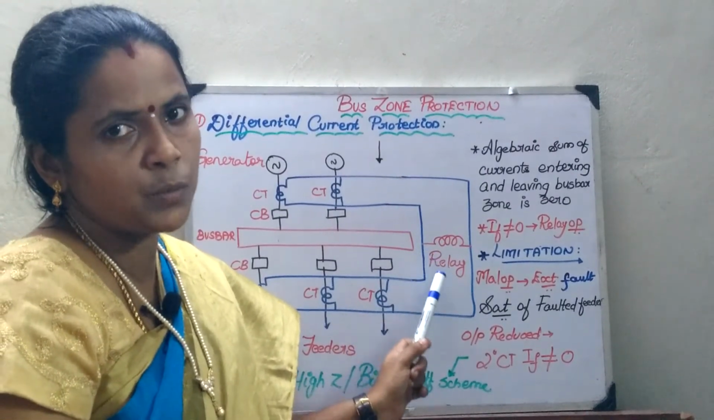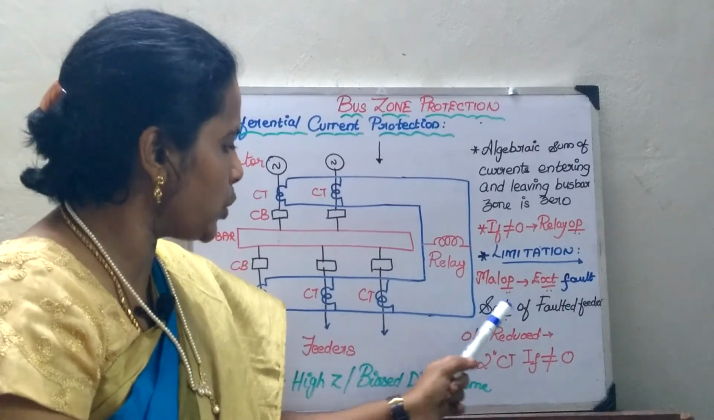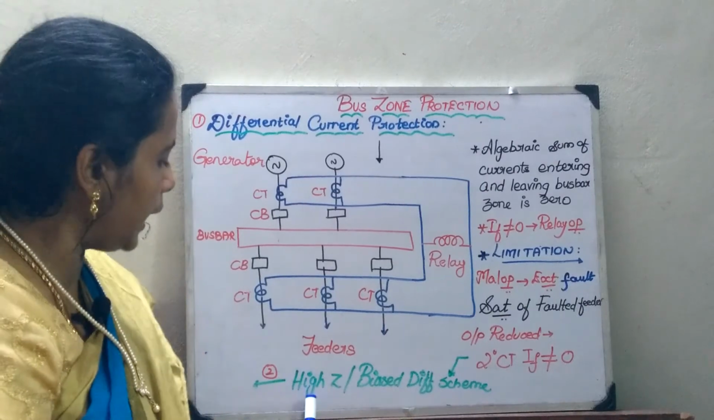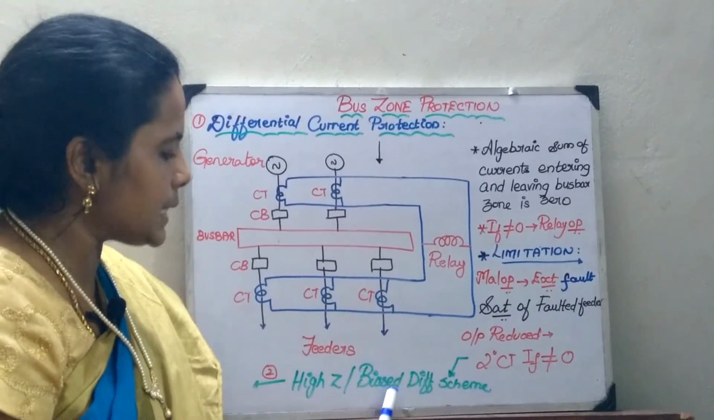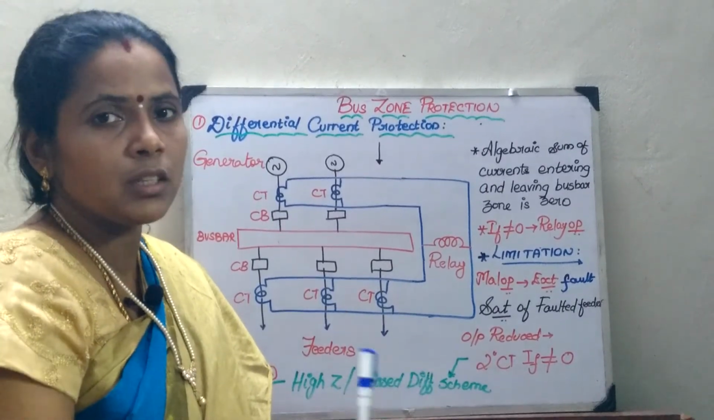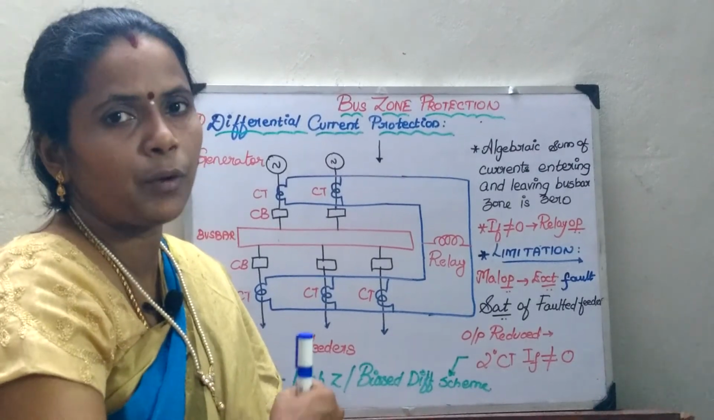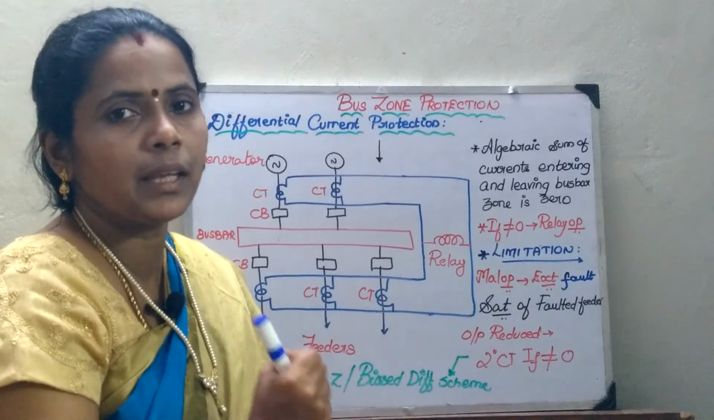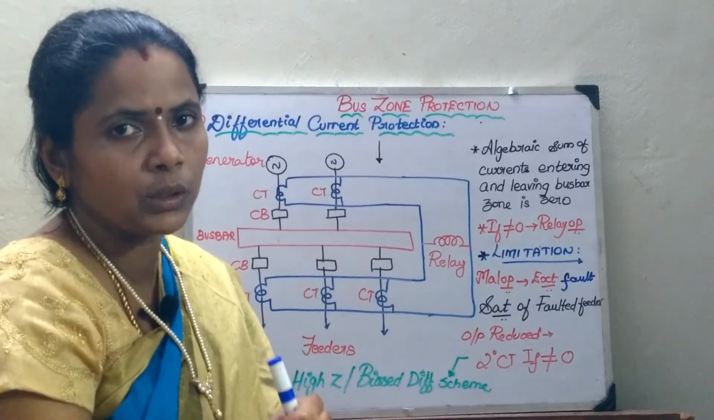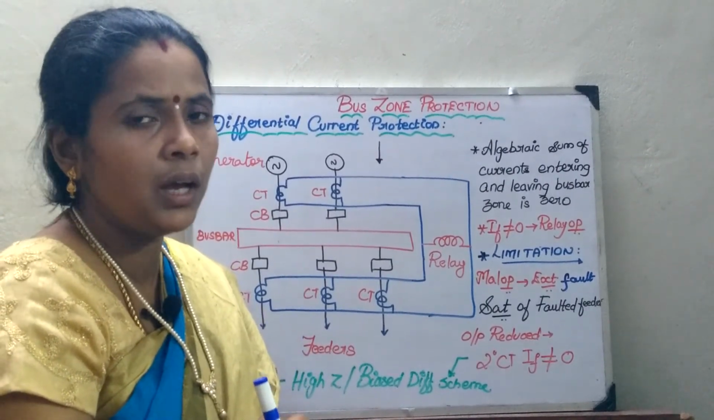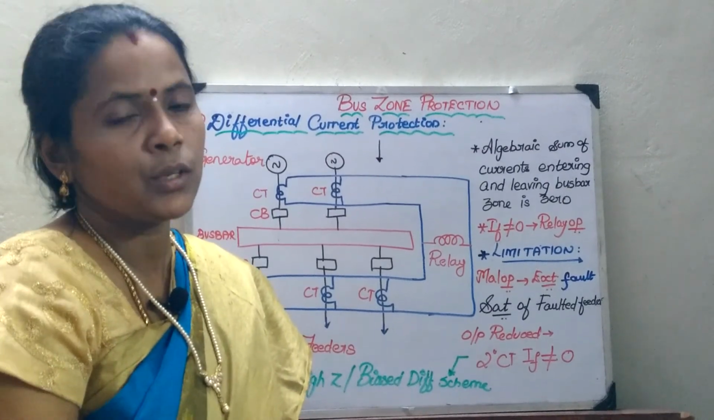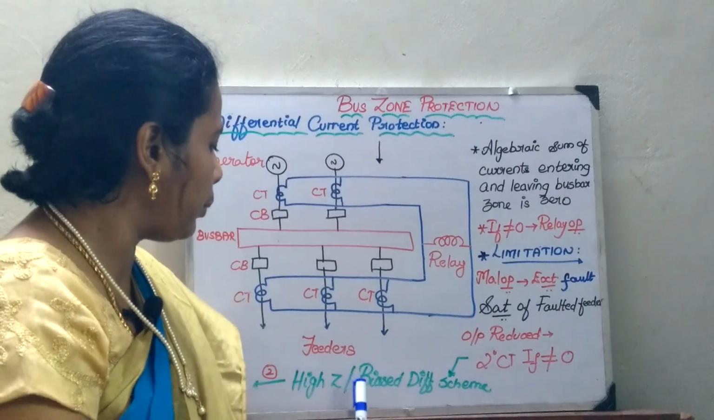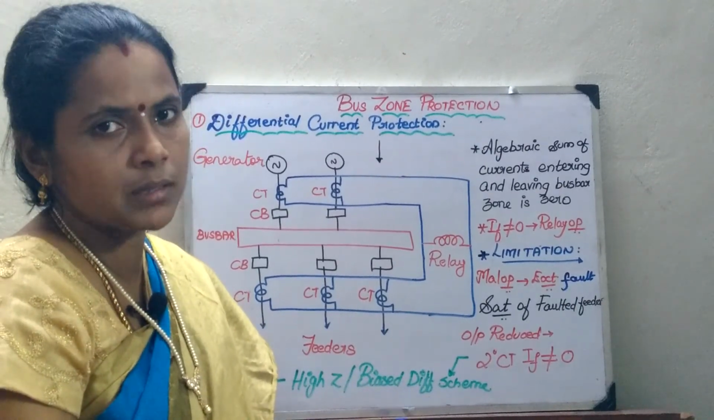This concept should be avoided, for which we go in for the next scheme, called the high impedance or biased differential scheme. In this biased differential scheme, as in the general relay protection we have seen, you take the percentage amount of the current also, so that the relay does not operate for external faults. In the next session, we will be seeing about the high impedance or the biased differential scheme. Thank you.